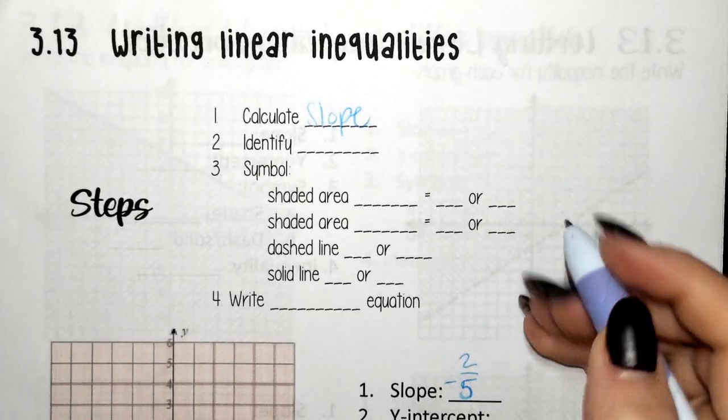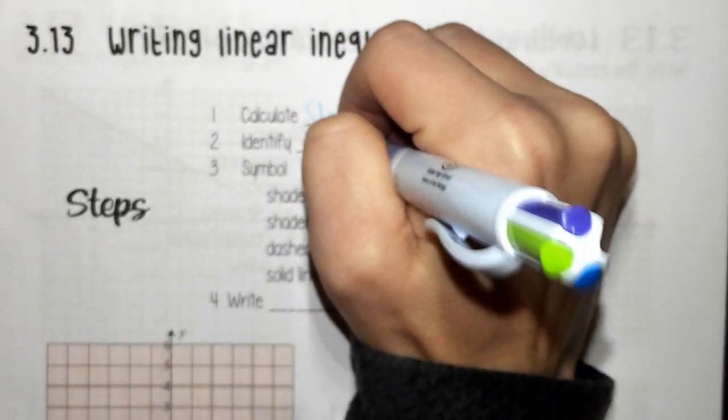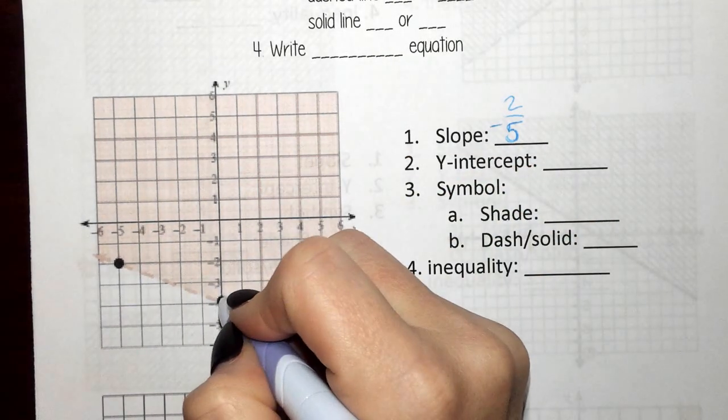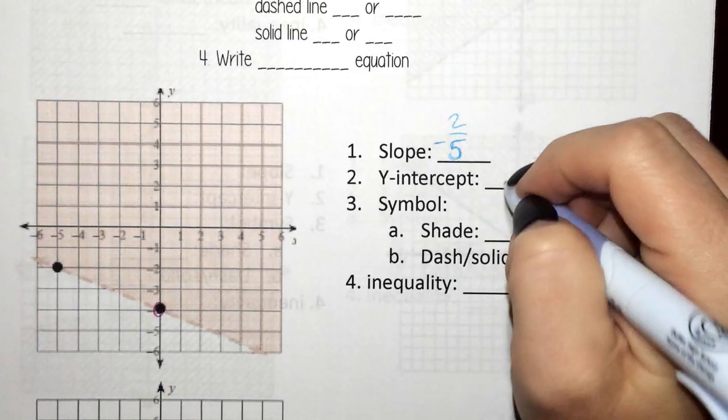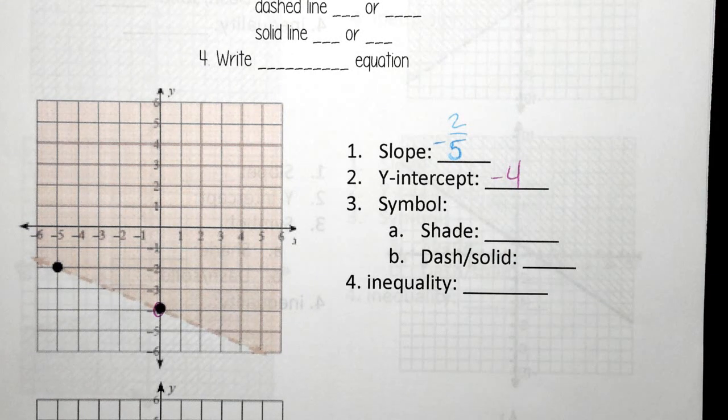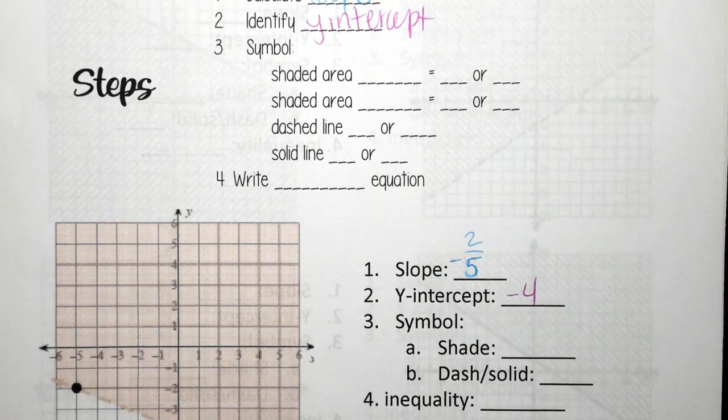Next step would be to identify the y-intercept. Remember that is where it crosses the y-axis. That is right here at negative 4. And then we need to figure out which symbol we've got.